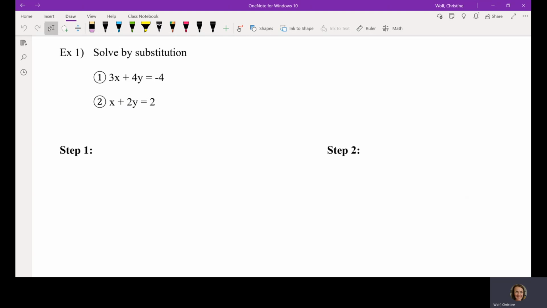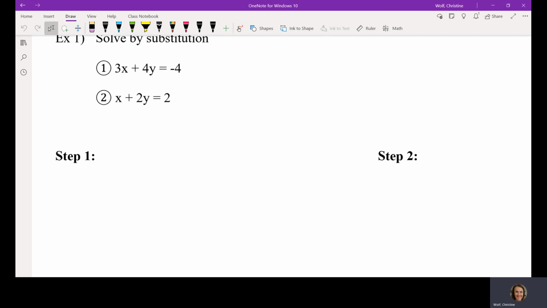Okay, so solve by substitution. Here are your two equations. So step number 1 was to either isolate x or y in either equation. Now I want you to actually take a look at this and pick the easiest option. So you know that if there's a number in front of the variable, you're going to have to divide off that number in the end, right? Like if you have 4y, you're going to have to divide that by 4 to get y alone, and you have to divide everything else by 4.